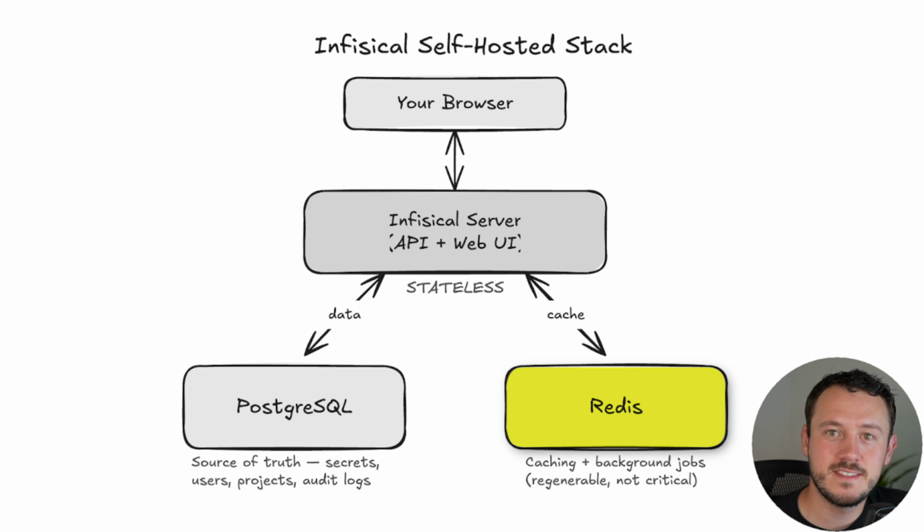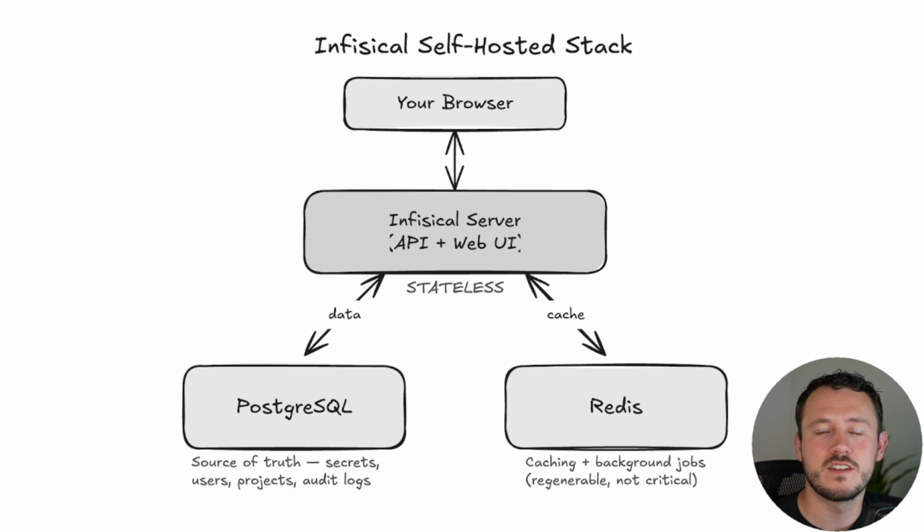Third, we have Redis. Redis handles caching and background tasks. It keeps things fast and responsive. Unlike Postgres, the data in Redis is regenerable. If it resets, everything rebuilds on its own, so it's not critical data. And that's the whole stack. Three components. In our case, we're going to run each one as a Docker container using Docker Compose.